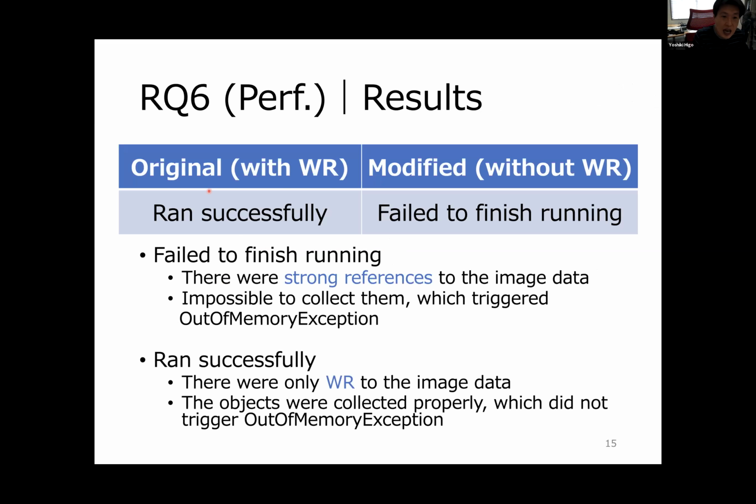And here is the result. Original Gradle with weak reference ran successfully. But on the other hand, modified Gradle without weak reference failed to finish running. This is because there are strong references to the image data, so it is impossible to collect them by garbage collection, which triggered out-of-memory exceptions. On the other hand, original Gradle ran successfully because there were only weak references to the image data. And this means the objects were collected properly, which did not trigger out-of-memory exceptions.